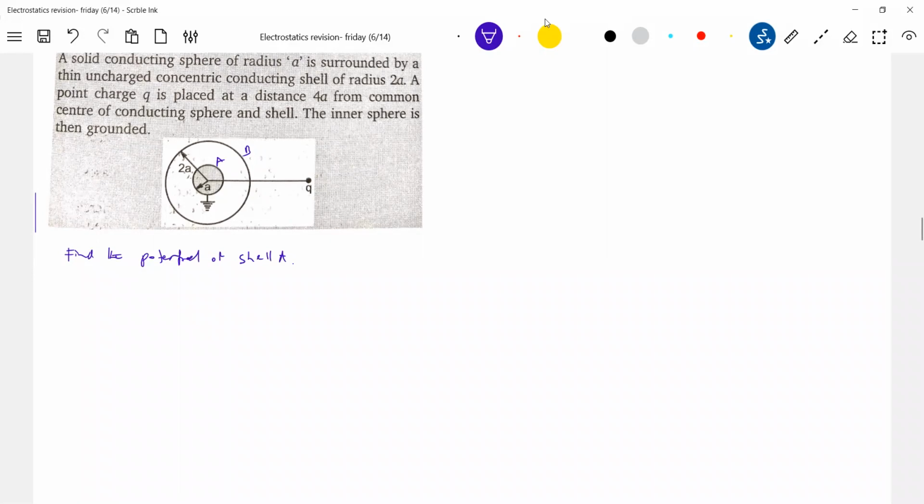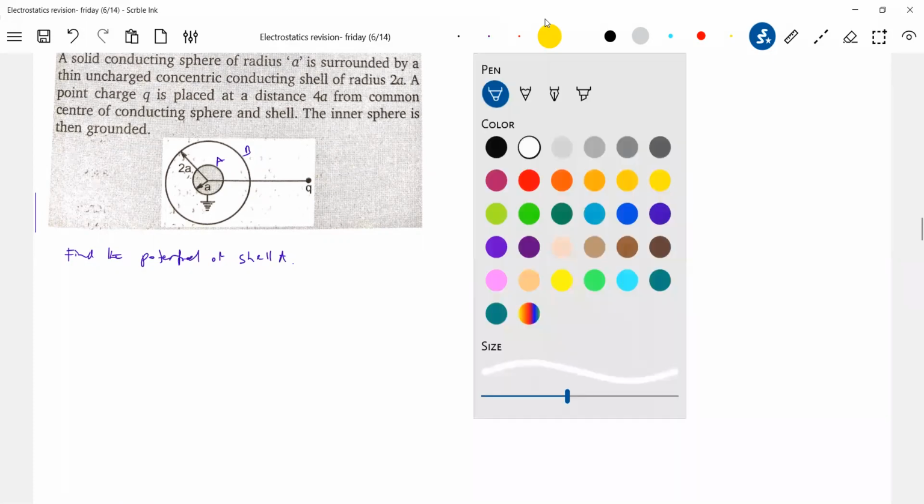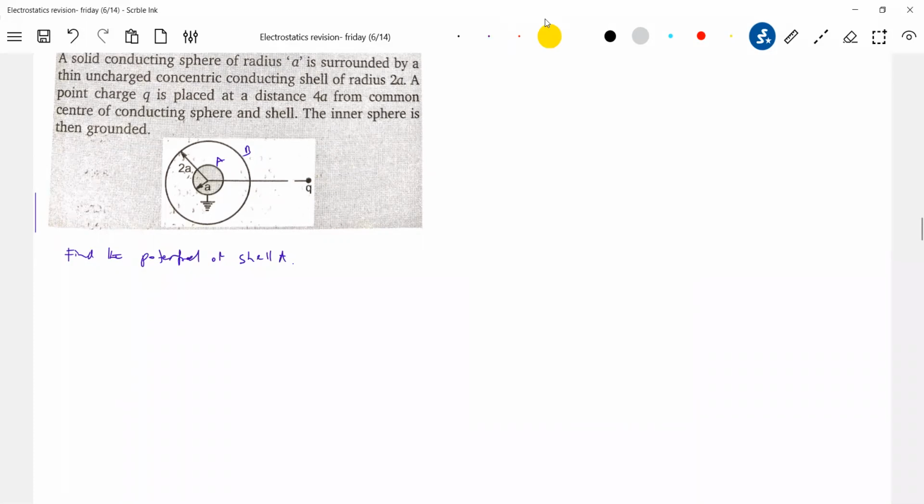A point charge Q is placed, so they're not connected. They're not connected. At a distance 4A from the common center of the conducting sphere and shell. The inner sphere is then grounded. Find the potential of shell A. Sir, the potential of the shell will be zero, no, sir?